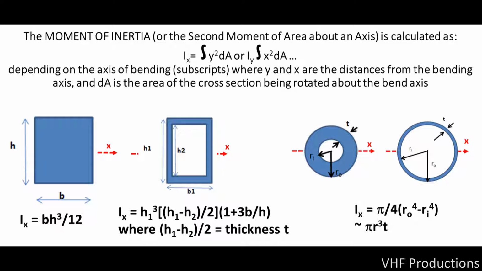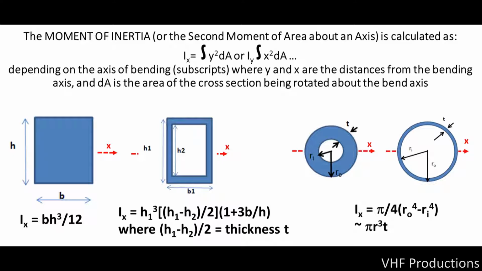In the case of the hollow rectangular cross-section, the dimensions of interest are h1, h2, and b1. The moment of inertia I is given as h cubed times (h1 minus h2) divided by 2 times 1 plus 3 times the b dimension divided by the h1 dimension. In this case, (h1 minus h2) divided by 2 is the thickness of the rectangular cross-section wall.